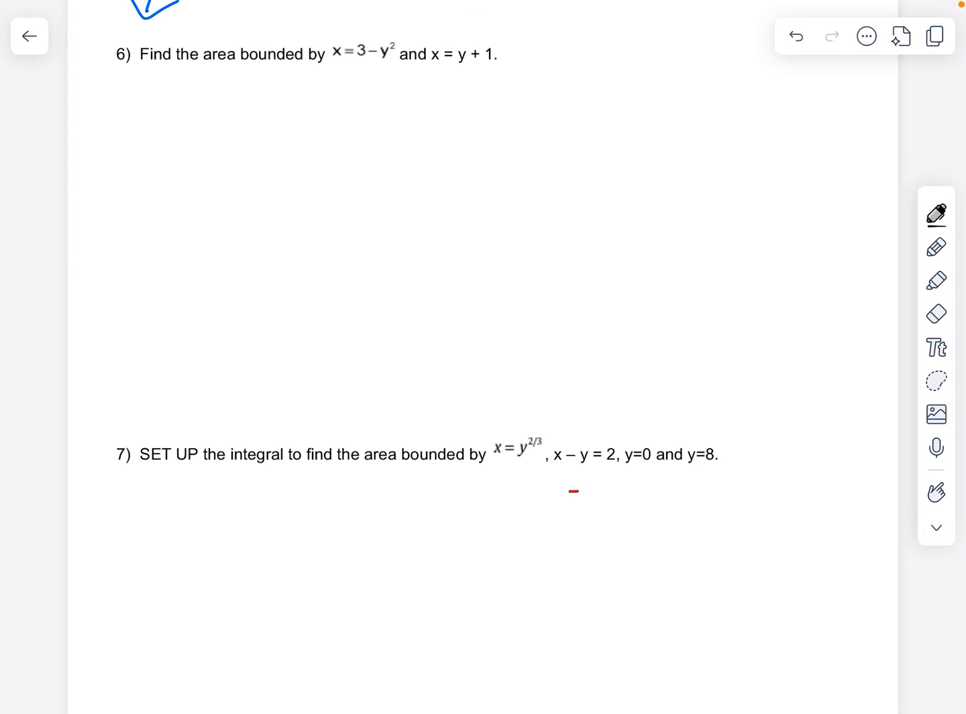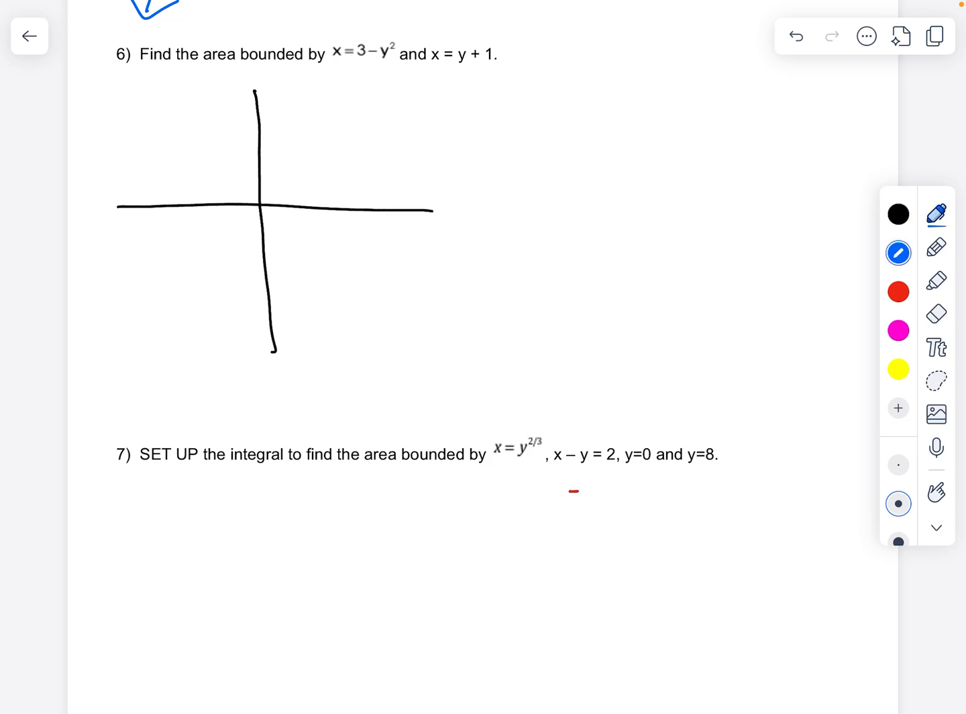Okay, we are going to be finding the area of the region bounded by x equals 3 minus y squared. Notice it is the y that's squared, so it's going to be a sideways parabola, and then x equals y plus 1. So step one always is I'm going to go ahead and sketch the graph.